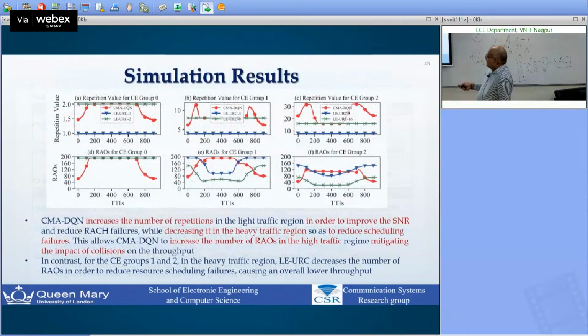In light traffic, the number of repetitions is kept high in order to improve the SNR and reduce the failure. In heavy traffic, to reduce the scheduling failure, they decrease the repetition value. In group 1 and 2, the load estimation decreases to reduce the scheduling failure, so that causes the overall low throughput. That's the reasoning.